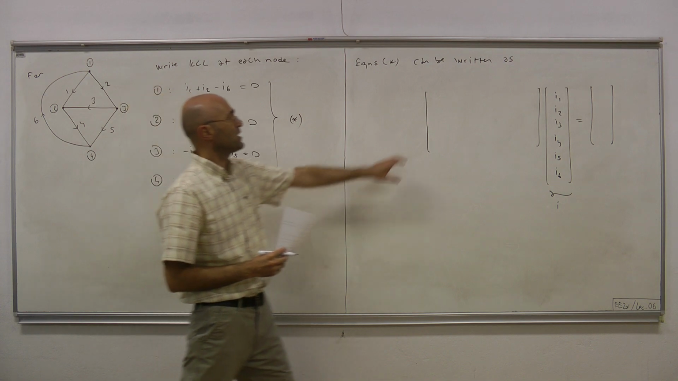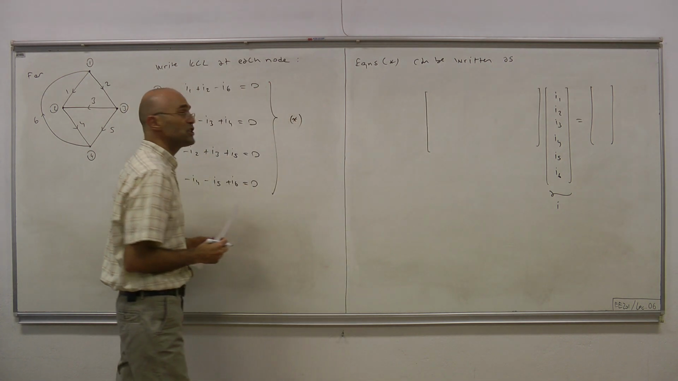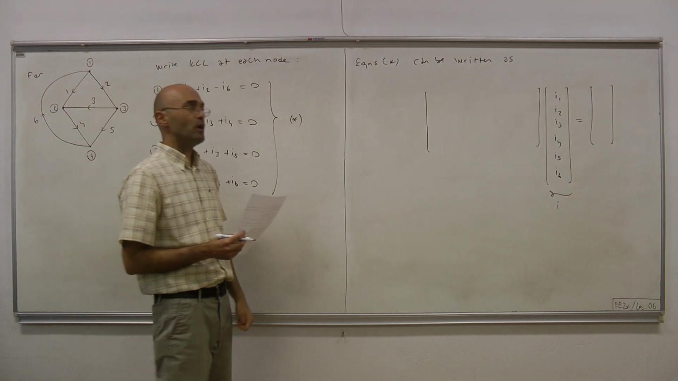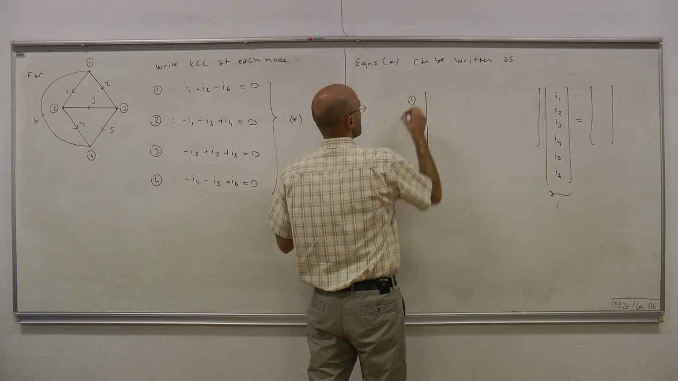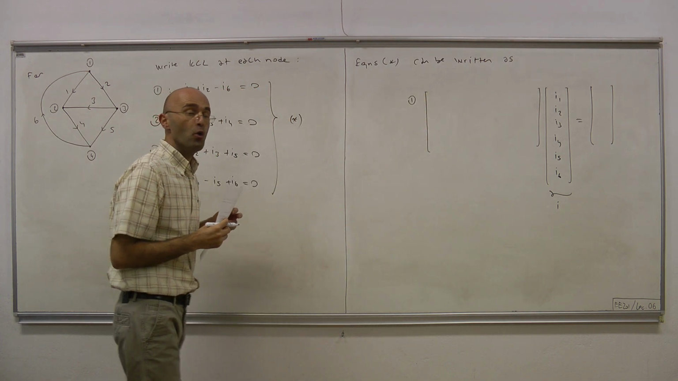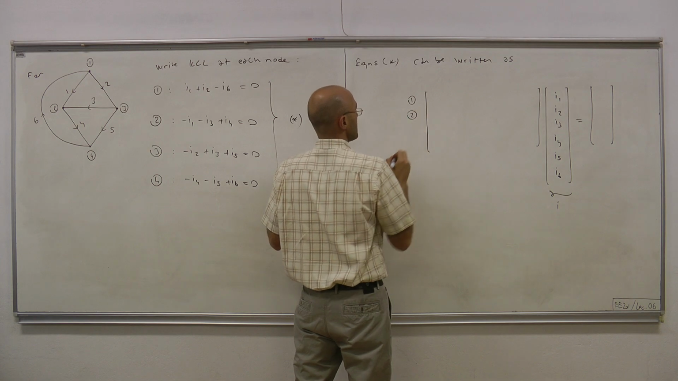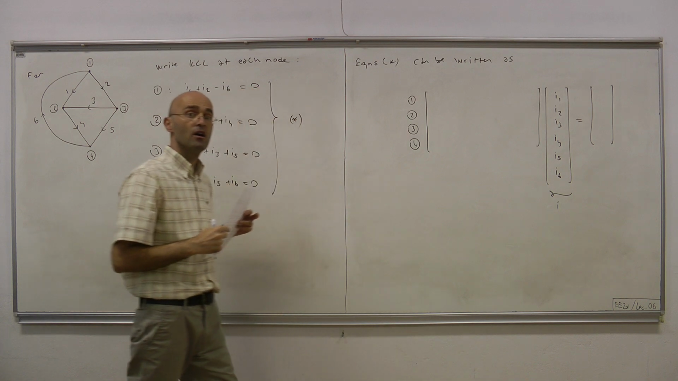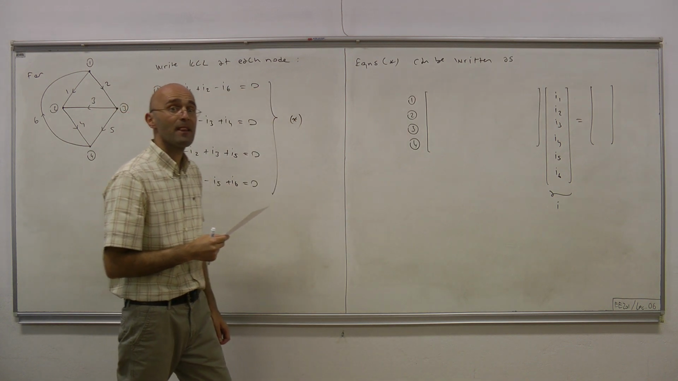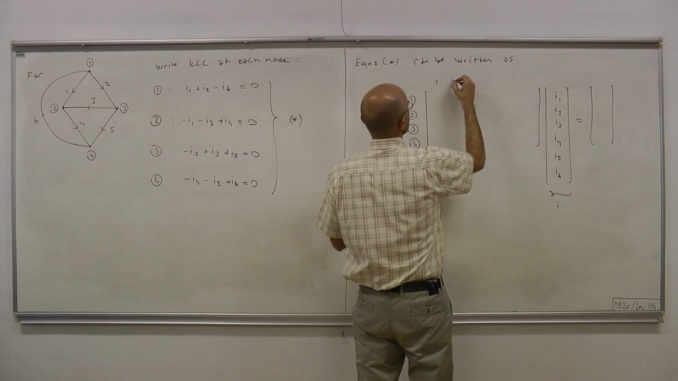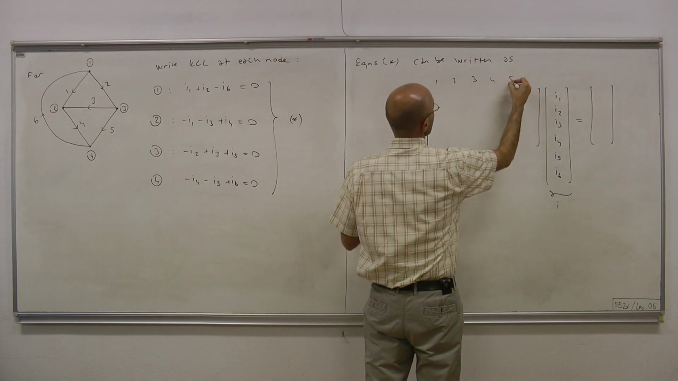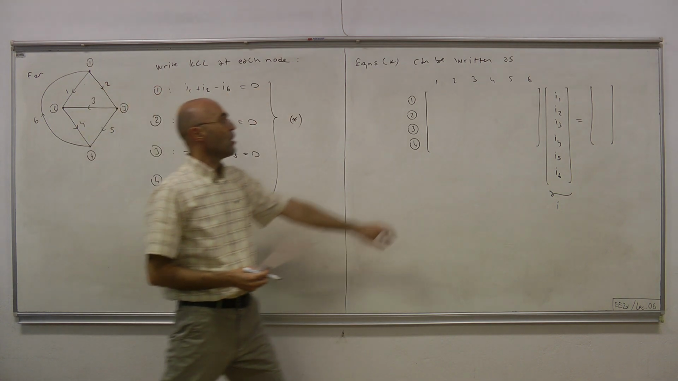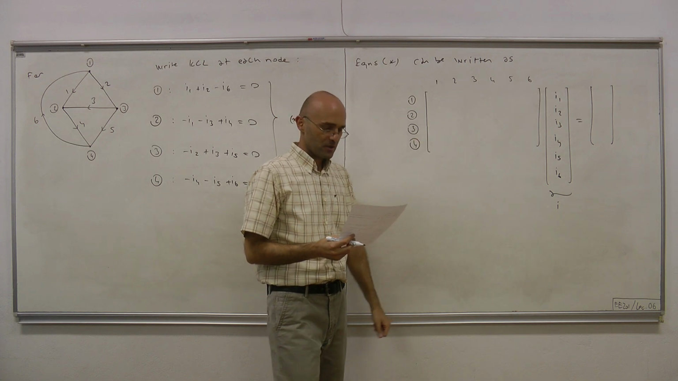And this matrix will be such that to each node there will correspond a row, and to each column there will correspond a branch. So the first row is assigned to first node, second row to second node, and so on. So it's going to have 4 rows and 6 columns. Now the question is, what are the entries of that matrix?